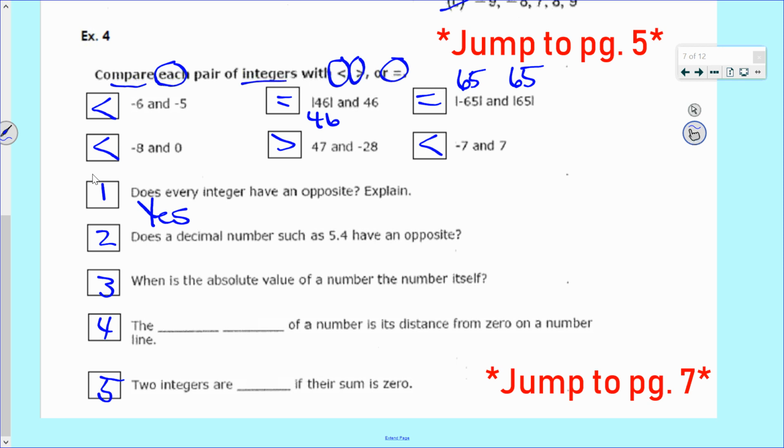Does a decimal number, such as 5 and 4/10, have an opposite? Every number. Negative 5 and 4/10. Yes, they all have opposites.